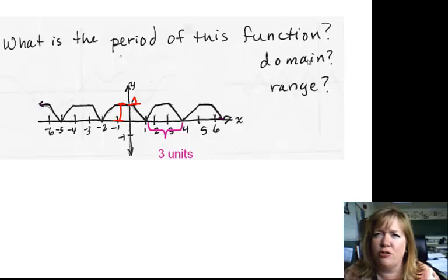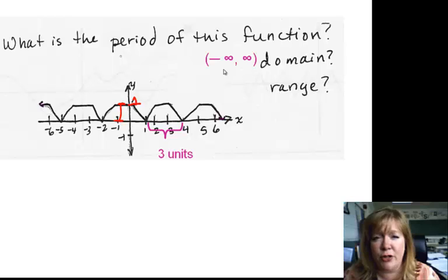Domain and range, which we're going to get into a little bit later today. Domain is the span of your x's. If I look left to right on the graph, I can figure out the domain, and it goes forever in both directions. There are x values for everything. So the domain for this is all real numbers.